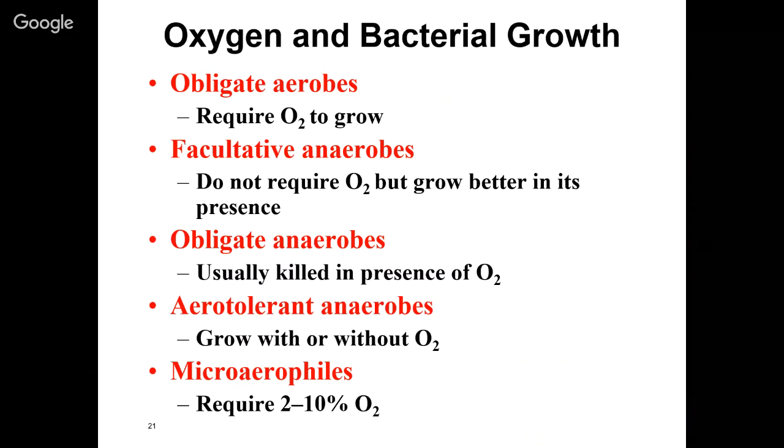Okay. What about aerotolerant anaerobes? They can do either. Yeah, so aerotolerant means they tolerate oxygen, but they don't need it. So they grow with or without O2 present. So aerotolerant just means that they can tolerate oxygen. It doesn't need it, doesn't harm it, doesn't help it. And then what about microaerophiles? Micro needs a little bit, so it needs a little bit of oxygen.